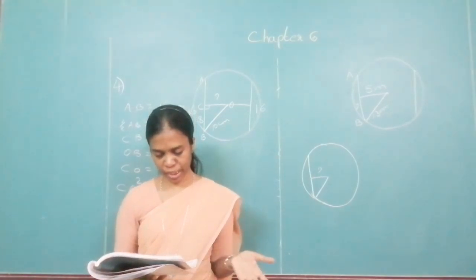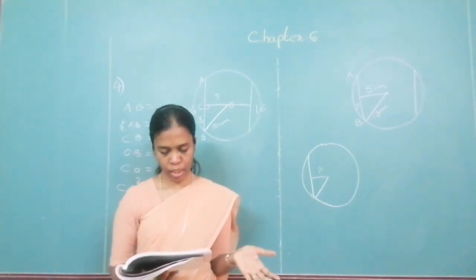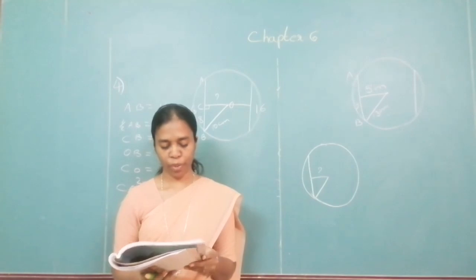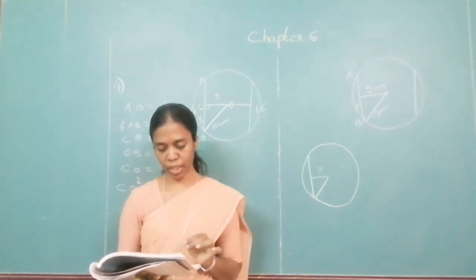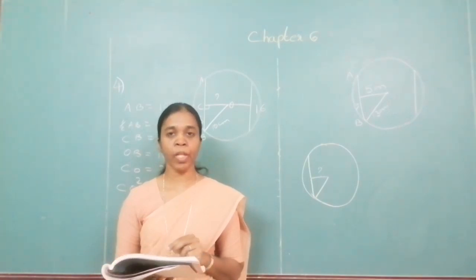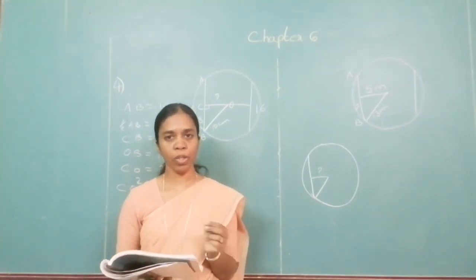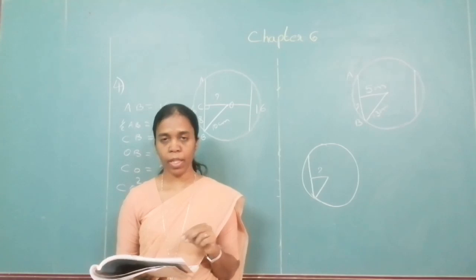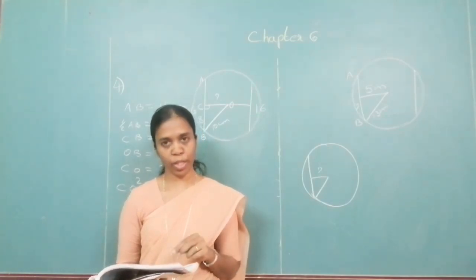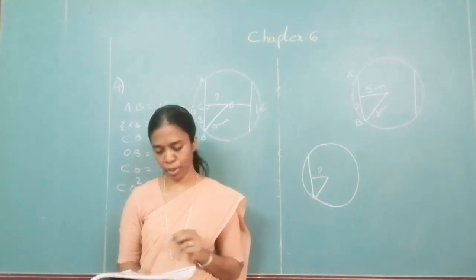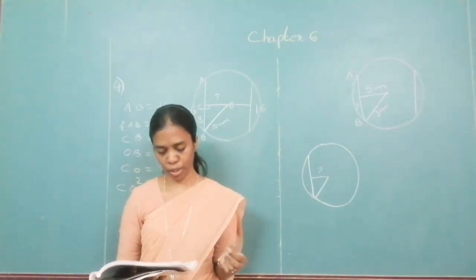Question number 5. The length of the longest chord of the circle with radius 2.9 centimeter. Now which is the longest chord? Longest chord is the diameter. Diameter is double of the radius. Radius is 2.9. So how much will the diameter be? I think you double it and you will get it.